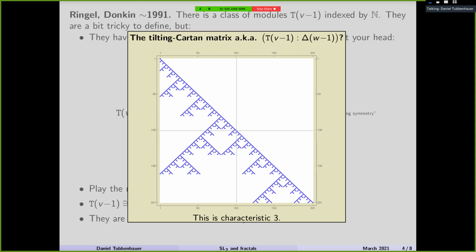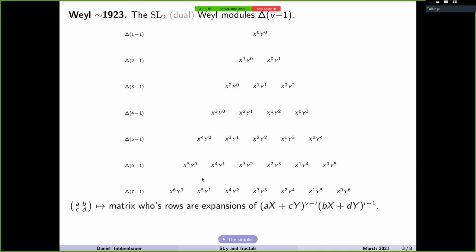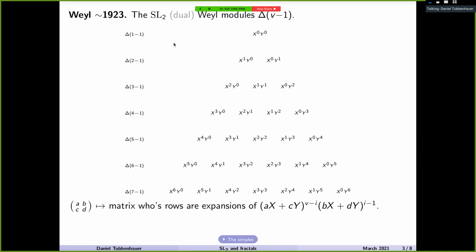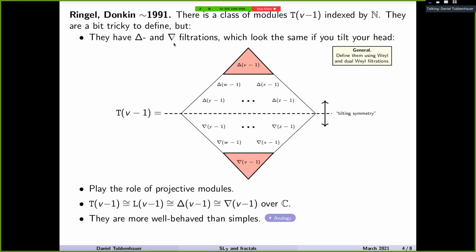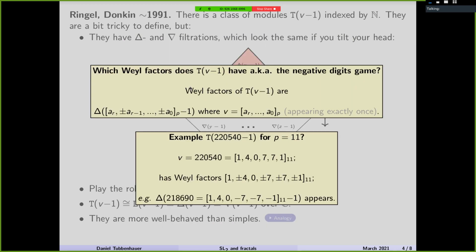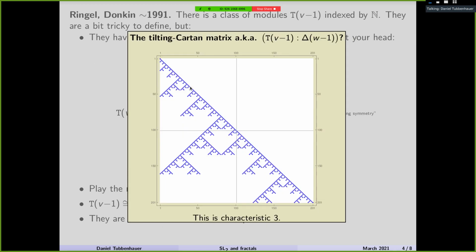So let me summarize what we have seen so far. Basically, I addressed the first of the questions I wanted to ask. So what can you say about the modules? There are not many other interesting finite dimensional modules, except the tilting modules and the simple modules. So in some sense, this is done.